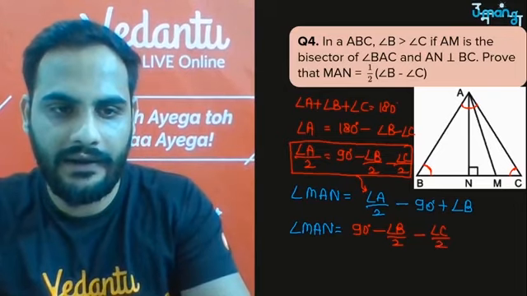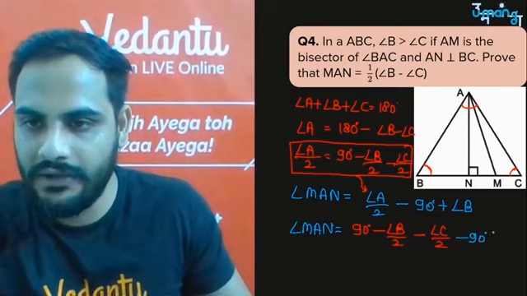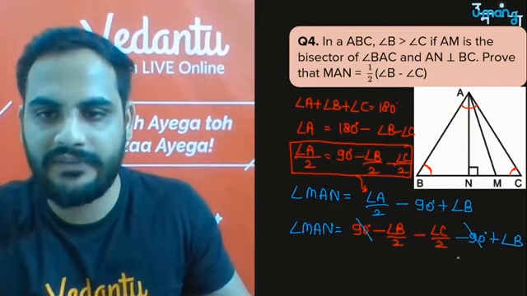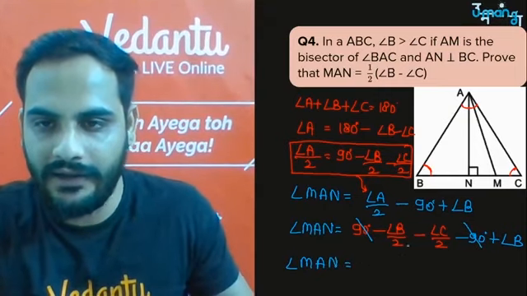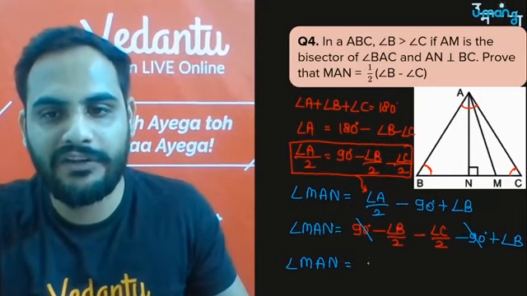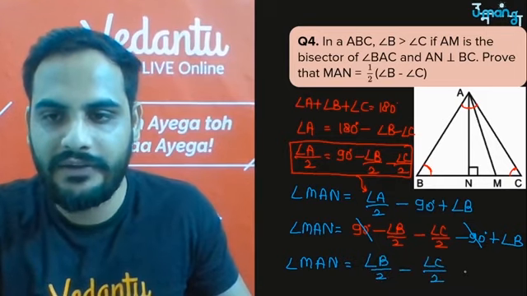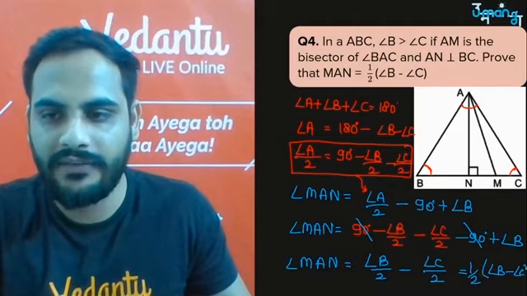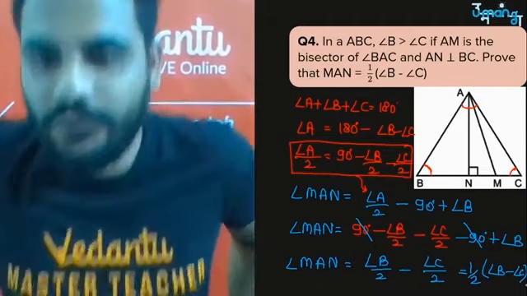Okay, and then after that what do we have? Minus 90 plus angle B. अब देखो 90 minus 90 plus 90 got cancelled. Angle MAN you are getting as देखो minus B by 2 plus B. So angle B minus B by 2 is angle B by 2 minus angle C by 2. So take half common, you are left with angle B minus angle C. That is what you want to prove. That is what only you wanted to prove.